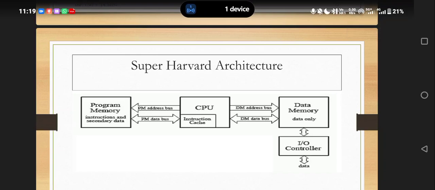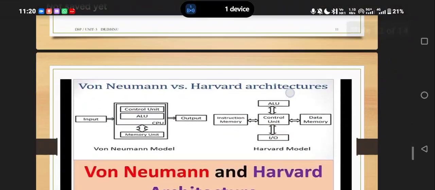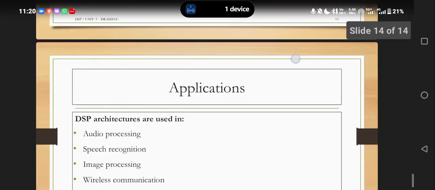Super Harvard architecture, that is, modified Harvard architecture or SHARC. Here frequently used instructions are stored in cache memory, which is very close to the CPU. Because of this, this architecture is faster than Harvard architecture.